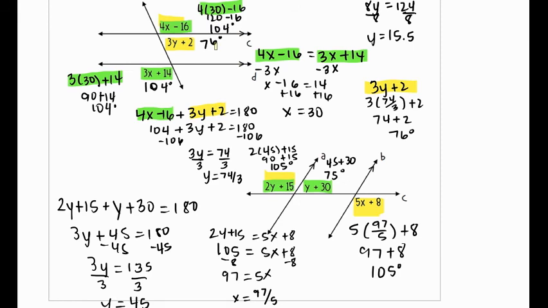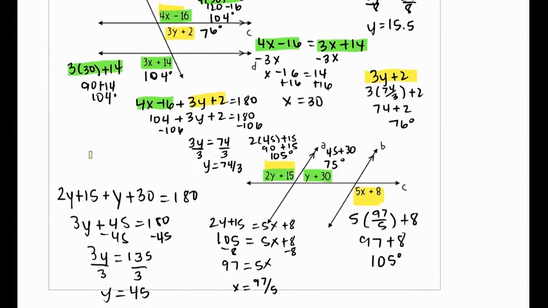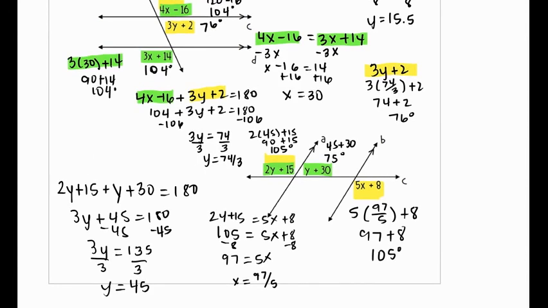In the second example, again, I kind of had to decide which one am I going to do first. Well, I could see that both these green angles that I highlighted are both using the variable y. They are a linear pair, so I started by adding them together to equal 180. We solve for y, and we end up with y equals 45.